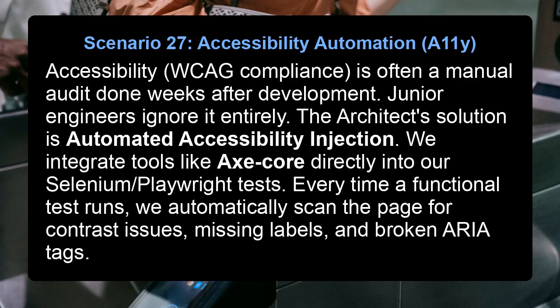Scenario 27, Accessibility Automation, A11Y. Accessibility WCAG compliance is often a manual audit done weeks after development. Junior engineers ignore it entirely. The architect's solution is automated accessibility injection. We integrate tools like AxeCore directly into our Selenium or Playwright tests. Every time a functional test runs, we automatically scan the page for contrast issues, missing labels, and broken ARIA tags.